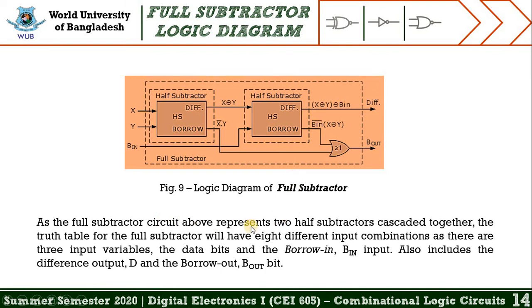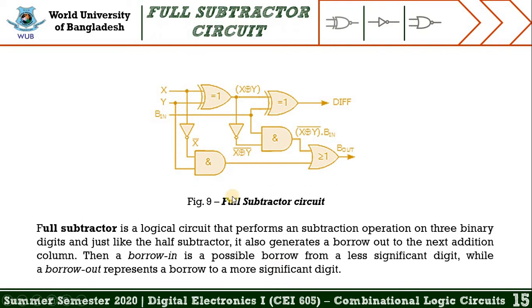As the full subtractor circuit above represents two half subtractors cascaded together, the truth table for the full subtractor will have 8 different input combinations, as there are 3 input variables: the data bits and the borrow in B in input, and it also includes the difference output D and the borrow out bit. From this slide, you will learn about the circuit of the full subtractor. A full subtractor is a logical circuit that performs a subtraction operation on 3 binary digits, and just like the half subtractor, it also generates a borrow out to the next column. A borrow in is a possible borrow from a less significant digit, while a borrow out represents a borrow to a more significant digit.